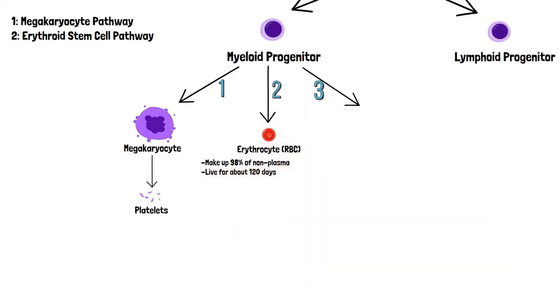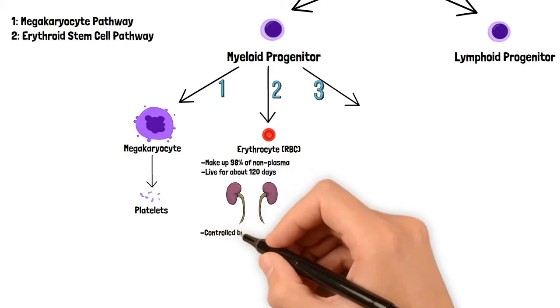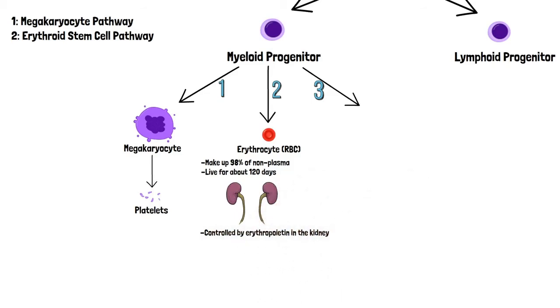The RBCs live for about 120 days before being destroyed and their parts recycled, so we must make around 1% of the total number of RBCs in our blood every day to keep up with the loss. The control mechanism to produce the RBC is in the kidney, through the hormone erythropoietin.